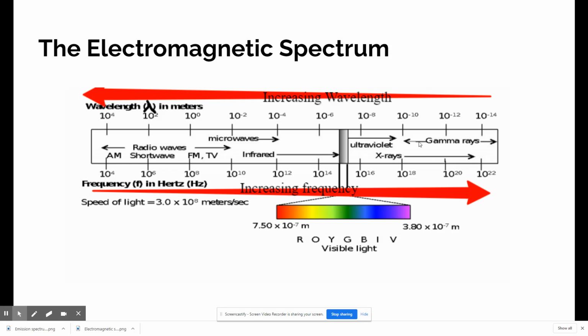And then also from about 10 to the minus 10 to 10 to the minus 14 is gamma rays. So these two parts kind of overlap each other, and that's because usually when they take an X-ray, they're using a radioactive particle to image the bone, and with any kind of radioactive decay, usually there's also some emission of gamma rays.